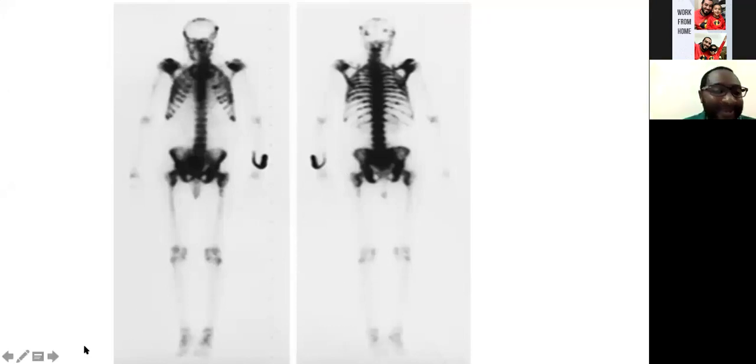Thank you. Okay, so this is a 64-year-old male patient who is recently diagnosed with adenocarcinoma of the lung, and he's been sent for a bone scan for staging of disease to exclude skeletal metastasis.